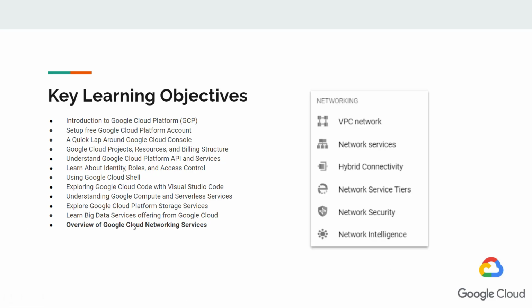Coming to the network service, which is one of the critical components of any cloud platform. If you want to build a secure infrastructure within the cloud, or even connect some of your storage or some of the environment from on-premises, network infrastructure plays a very, very critical role. In this section, we'll learn some of these critical network services from the Google Cloud Platform.